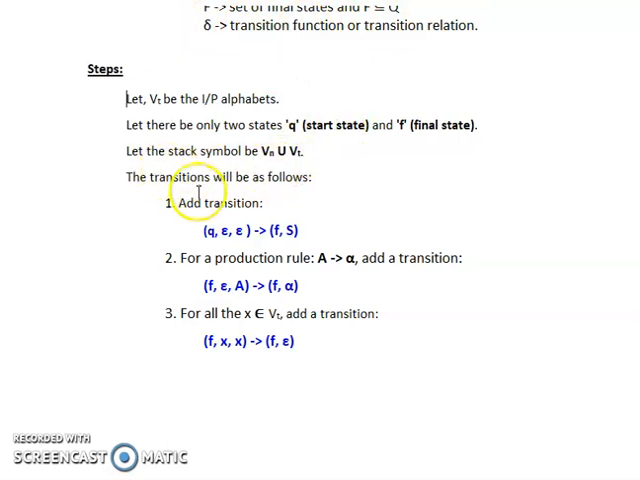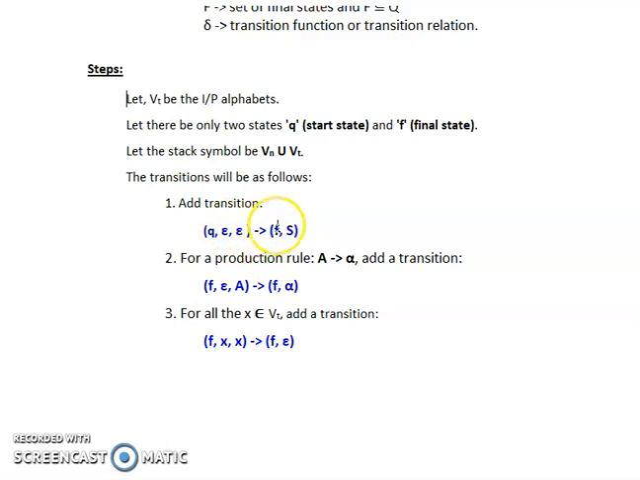So for the transitions, the first step says to add a transition (q, epsilon, epsilon) tends to (f, S). That means for every CFG, this transition is compulsory to be added into your PDA. According to this transition, q is your start state. The input symbol is epsilon, and on the top of the stack, there is epsilon. That means your stack is null, empty.